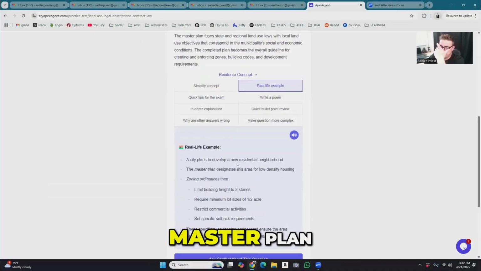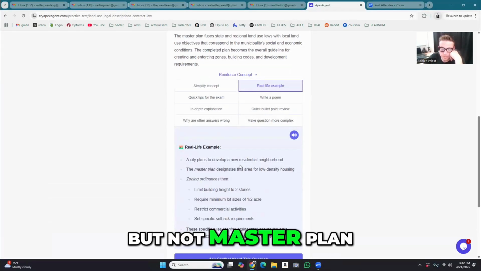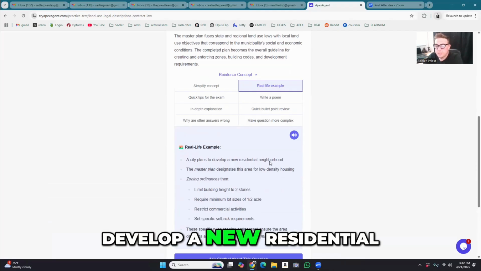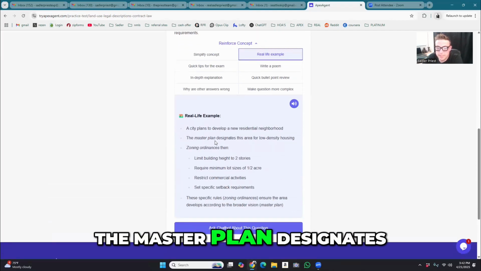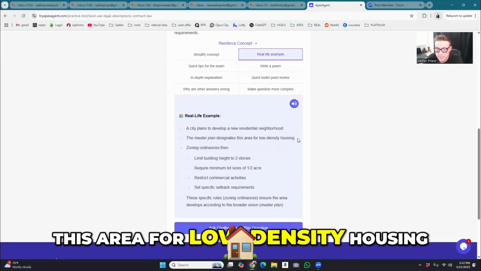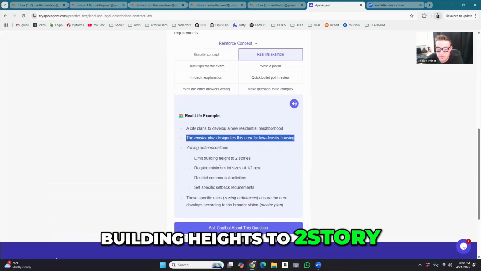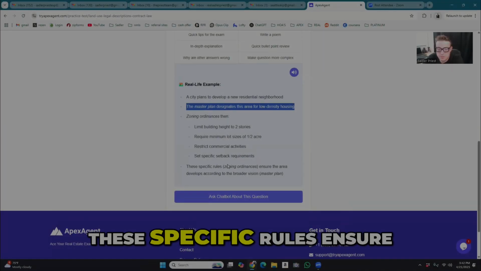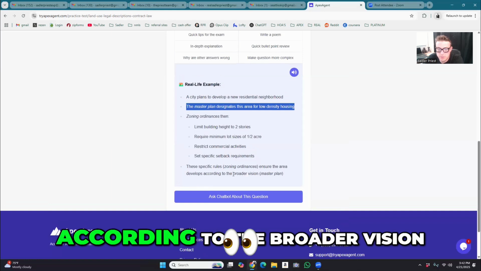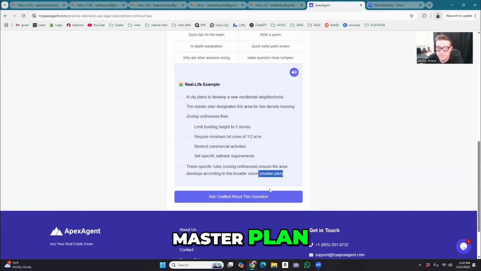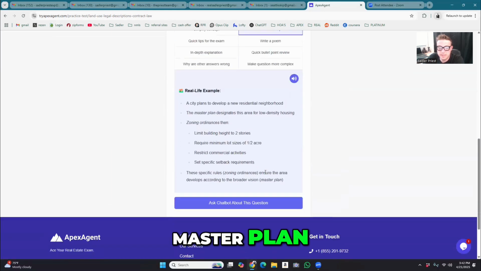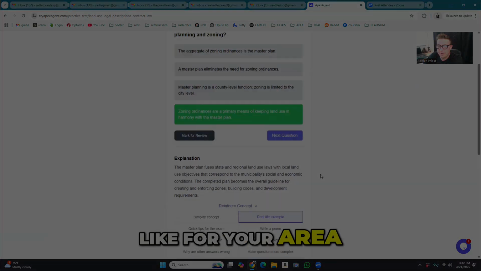Let's get this a little bit more. Master plan. You hear zoning all the time, but not master plan. A city plans to develop a new residential neighborhood. The master plan designates this area for low-density housing. Zoning ordinances then limit building heights to 2-story, require minimum lot sizes. These specific rules ensure that the area develops according to the broader vision. Master plan. I'd like to get my hands on that master plan, I think. Go through, see what it's looking like for your area.